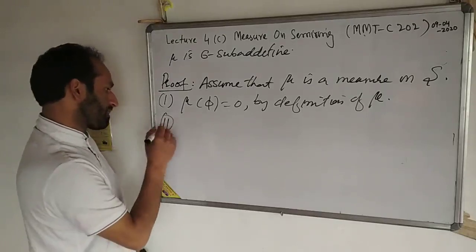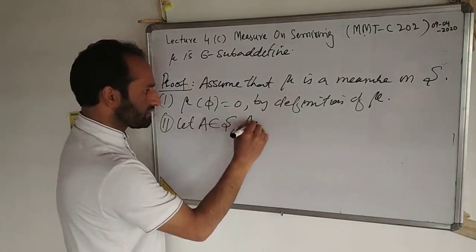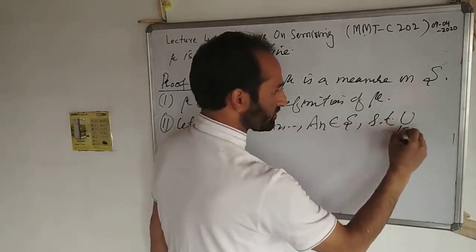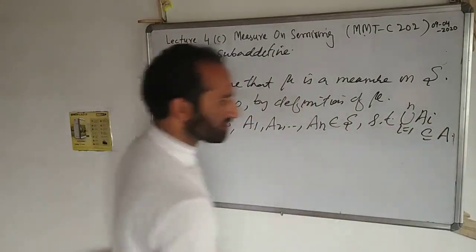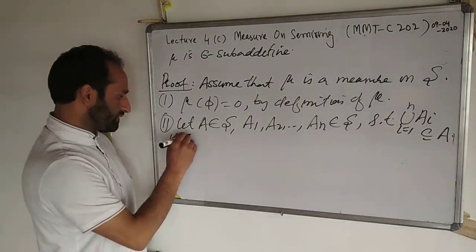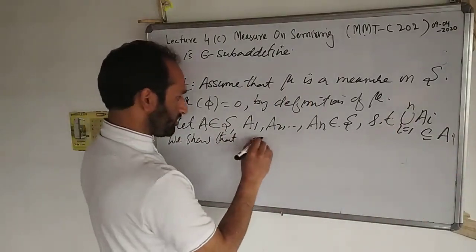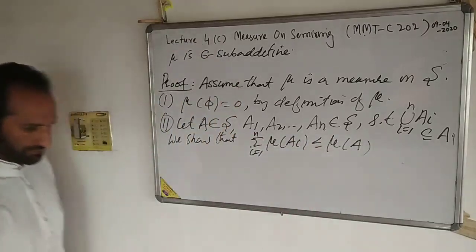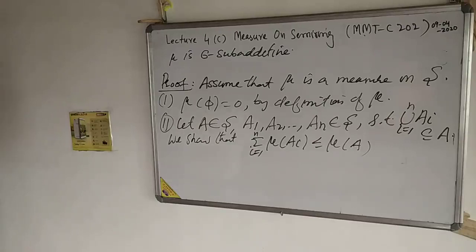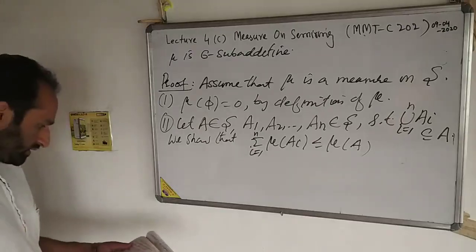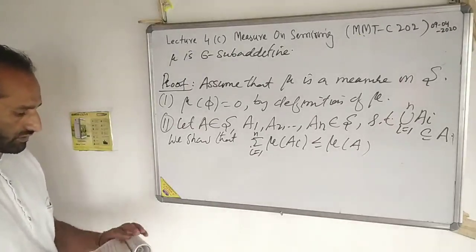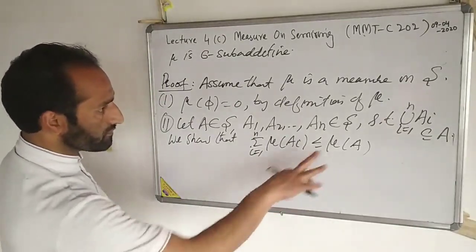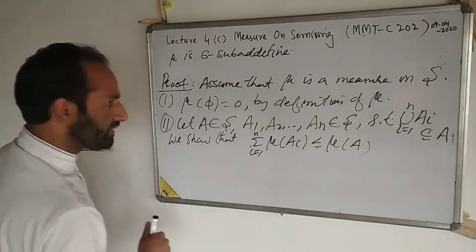Now going to the second property. Let A belong to S, and A1, A2 up to An are n sets in S such that the union, I runs from 1 to n, AI, is a subset of A. We need to show that the summation I runs from 1 to n, mu of AI, is less than or equal to mu of A. That's the second property that we have to prove. Here the union is a subset of A.